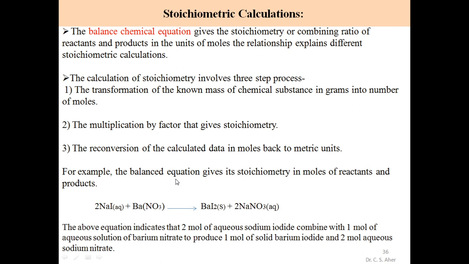From that number of moles, we reconvert these moles into the metric units. For example, the balanced equation gives the stoichiometry in moles of reactant and product. For example, 2 moles of aqueous NaI combine with 1 mole of barium nitrate to give solid barium iodide and 2 moles of sodium nitrate. The above equation indicates that 2 moles of aqueous sodium iodide combine with 1 mole of aqueous barium nitrate to produce 1 mole of solid barium iodide and 2 moles of aqueous sodium nitrate. So these are the balanced chemical equations. This relation is in the form of mole units.